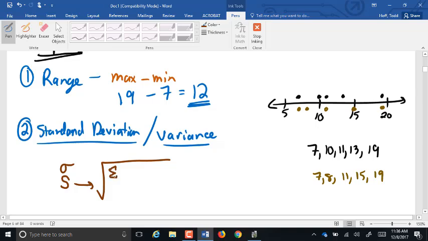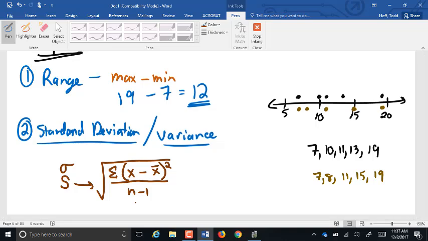remember what that symbol means? Sum, right? Add them up. X is each individual value minus, what's X bar mean? The mean. That's the mean. So we're going to subtract the mean from each number, square that difference, add them up, divide by n minus 1, and then square root it. That's the formula. Now, don't worry, we're going to give you a better way of doing it than using the formula.